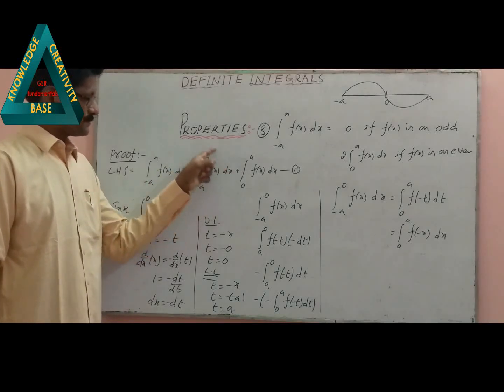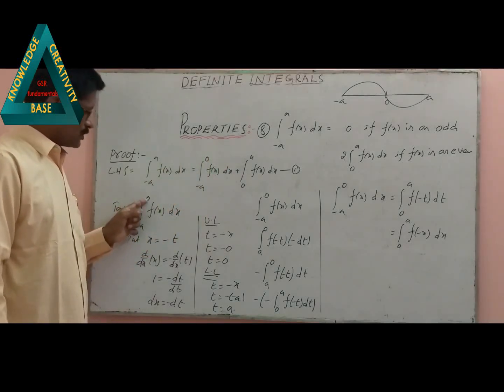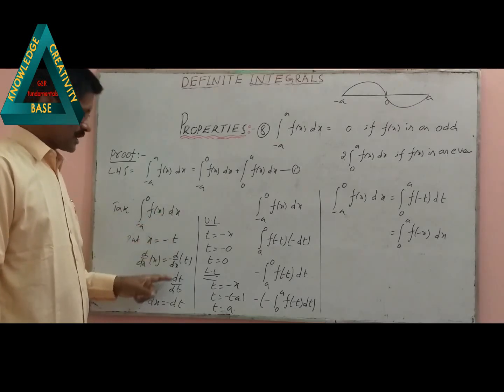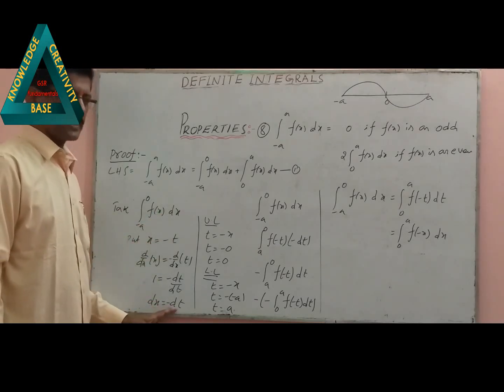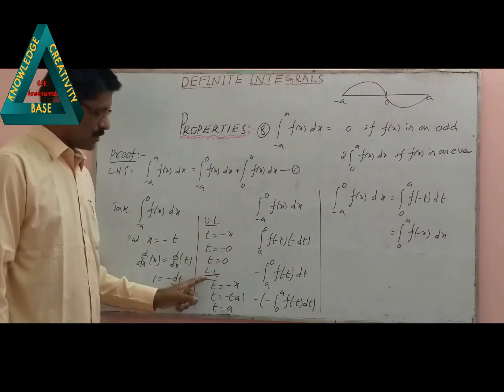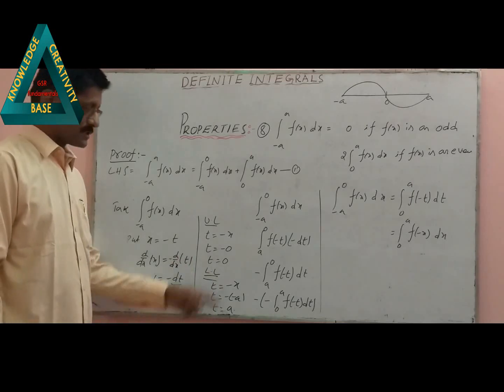Take this part. Okay, minus a to 0 f of x dx. Put x is equal to minus t. Differentiating on both sides with respect to x, dx is equal to minus dt. Limits are changed. Upper limit t is equal to 0. Lower limit t is equal to a. ఎలా సబ్స్టిట్యూట్ చేయాలి తెలుసు కదా?